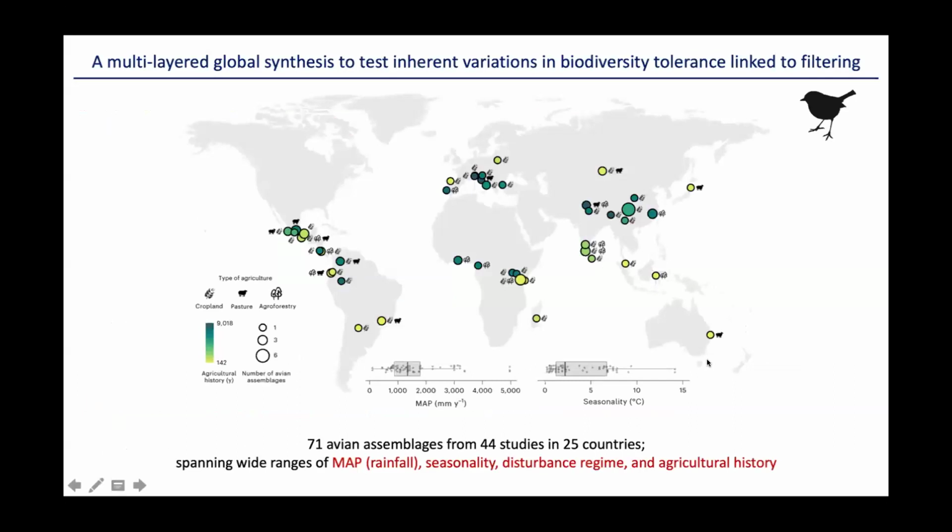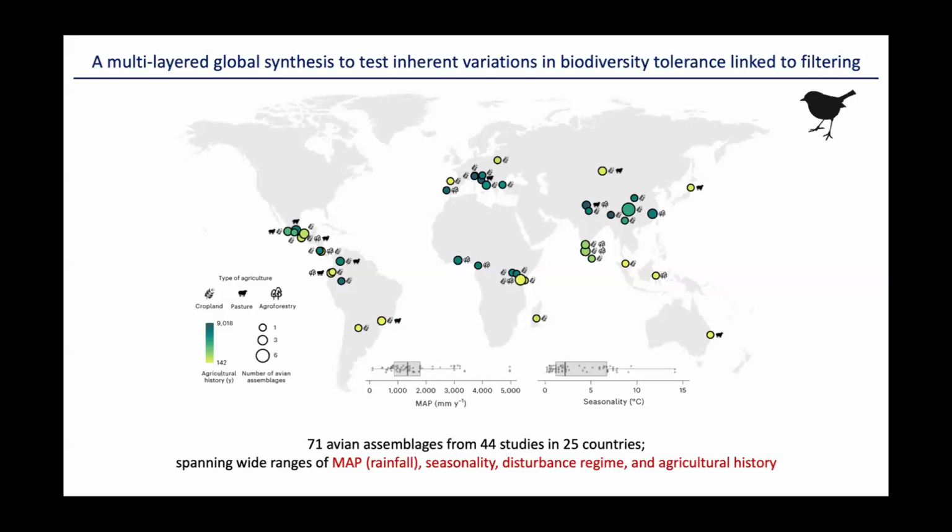So the effort of quite a lot of data compilation turned out to have generated a global database of 71 avian assemblages from 44 studies in 25 countries. I should note that one reason why the data compilation was quite arduous is that, as you can imagine, species-level abundance data for entire avian assemblages were pretty difficult to obtain, because many studies would not provide such a detailed table in their online supplements. So we had to reach out to the individual authors of primary studies to request their collaboration to join this study.